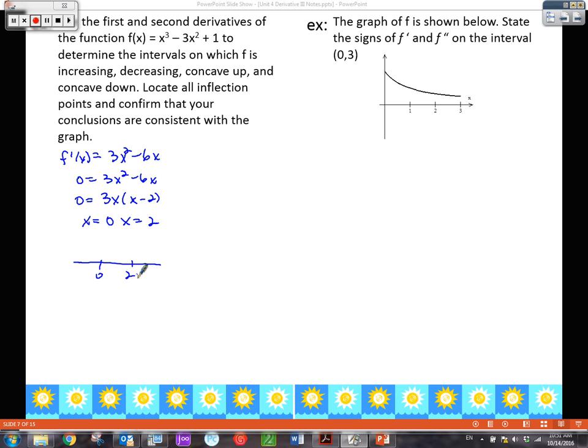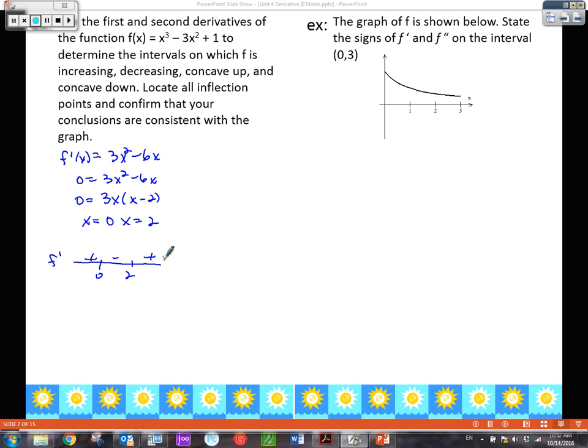Since we're going to have multiple sign charts, we really need to keep in our mind what we talked about in the last lesson: where do we go to test the signs on the sign chart? We go back to where we got the numbers from, right? So where did we get 0 and 2? We got them from the first derivative. So I'm going to test my signs in the first derivative. When I do that, I get plus, minus, plus.